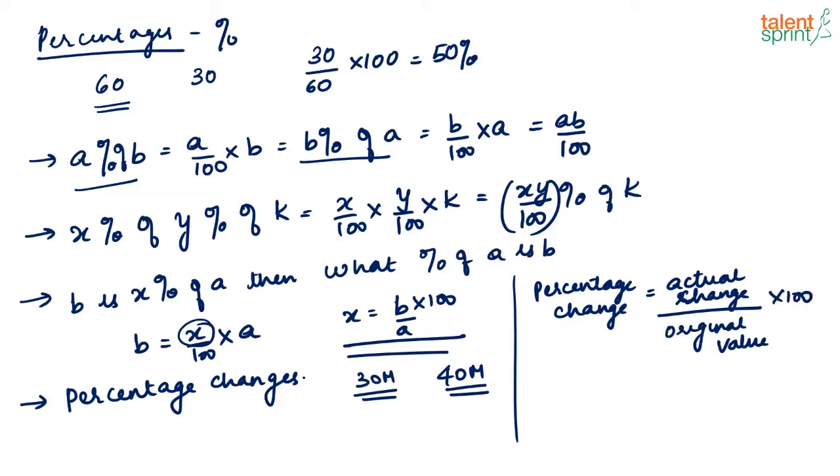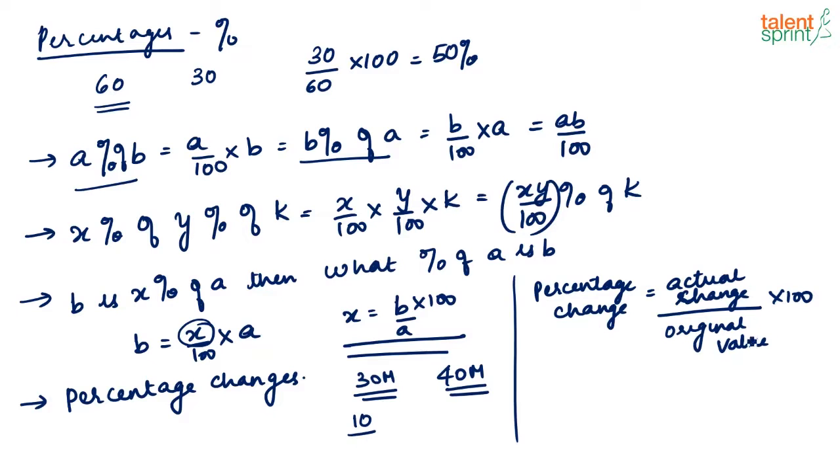Now in this example that we considered, first I got 30 marks, then I got 40 marks. So what is the percentage change in marks? How much has the mark changed? From 30 marks it has become 40, correct. So the change is actually 10, because my marks have increased by 10. So the actual change is nothing but 10.